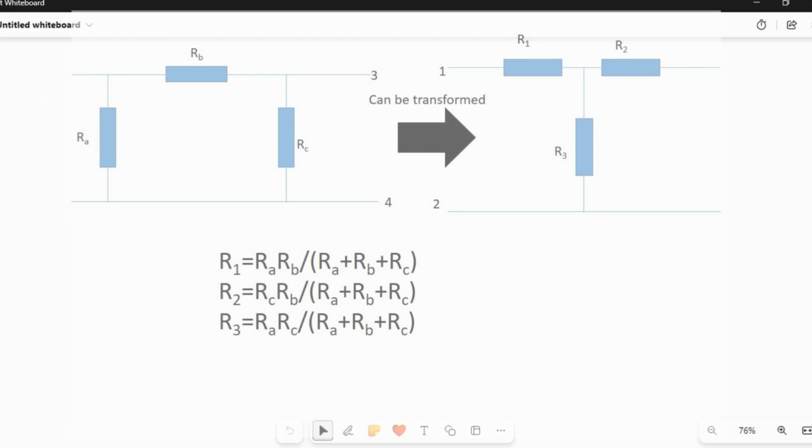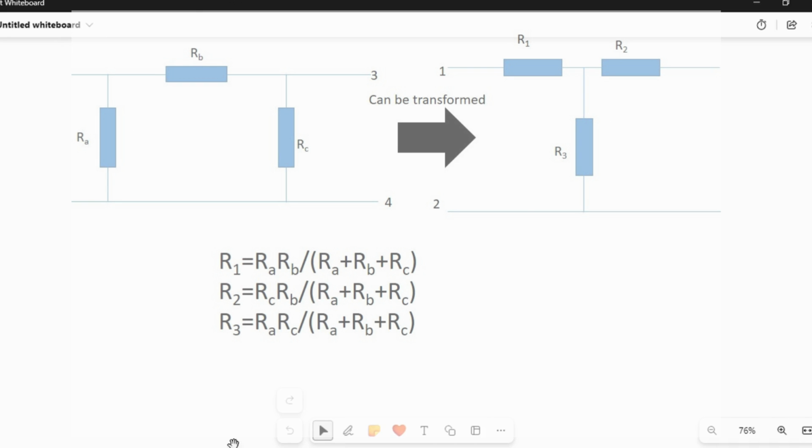So in the previous video we discussed how we transform this phi or delta circuit into a T or Y circuit, and these are the relationships of the transformation. R1, R2 and R3 can be written in terms of RA, RB, RC. These are the three equations.